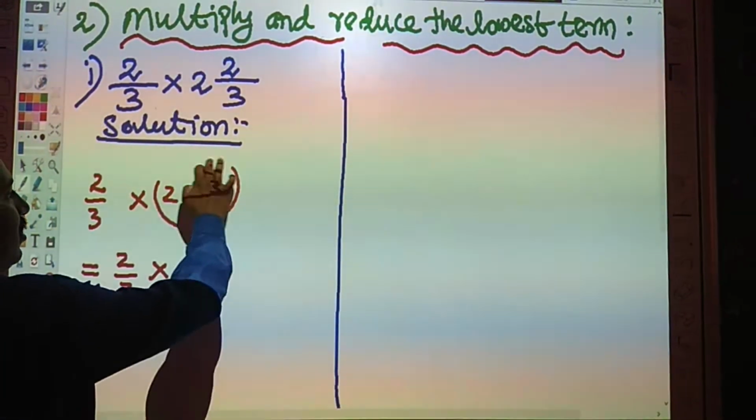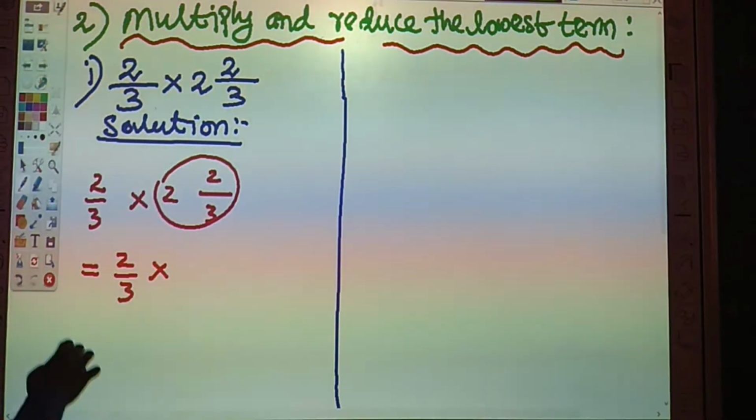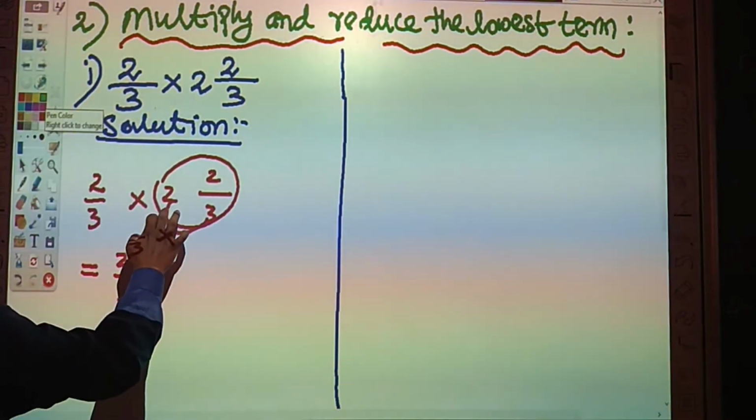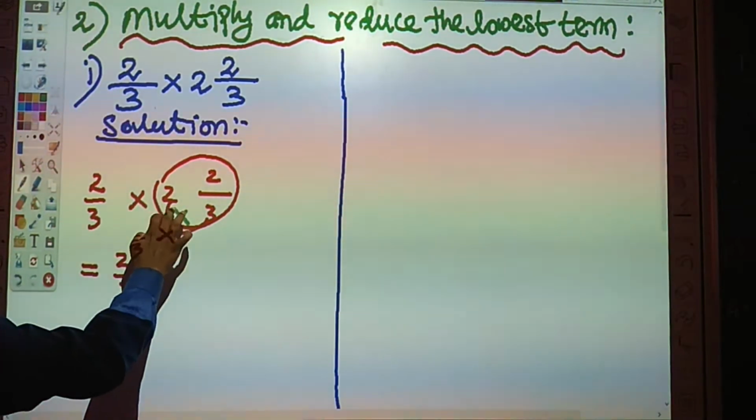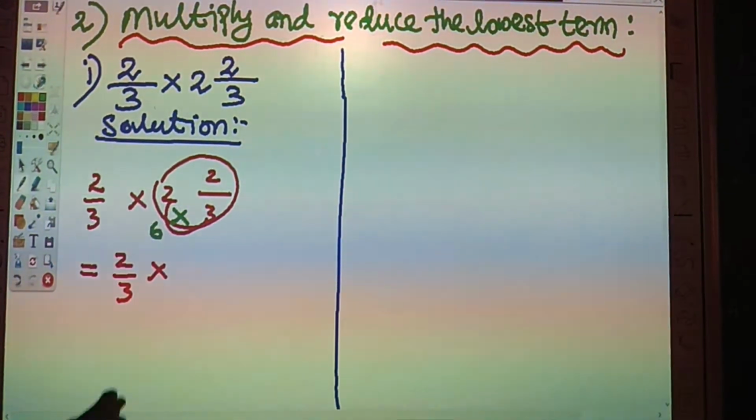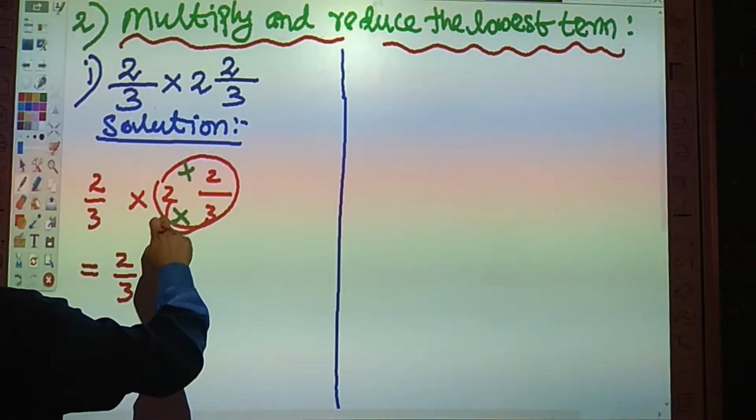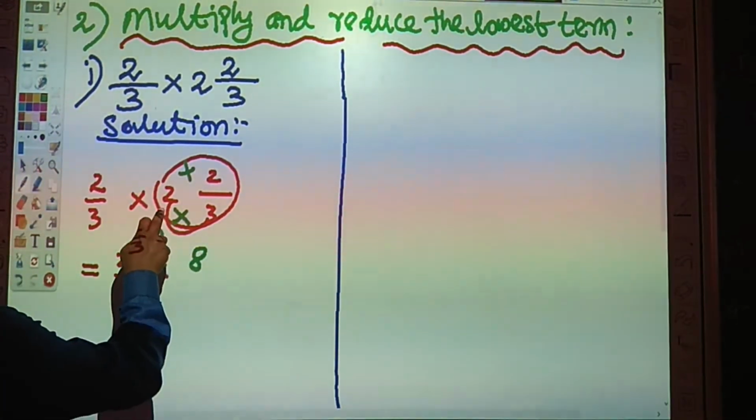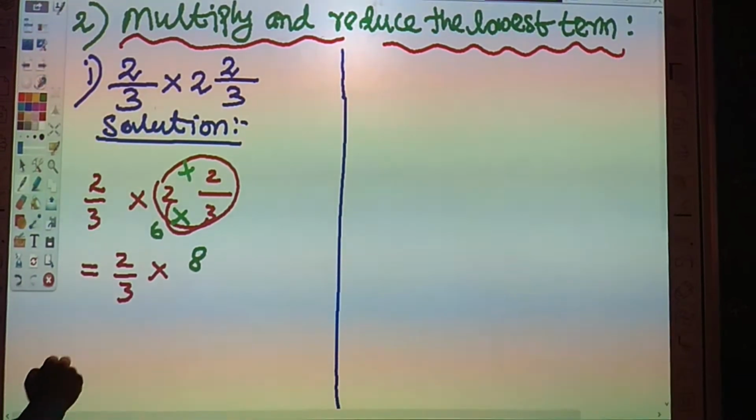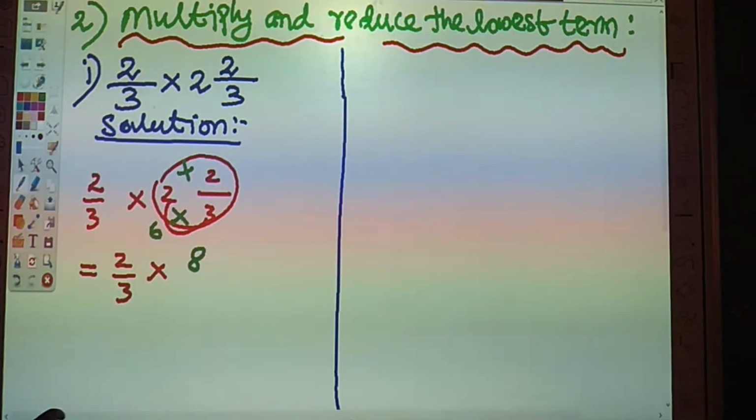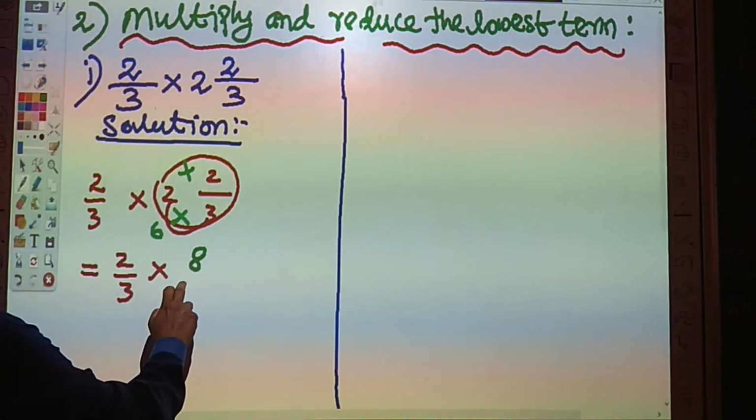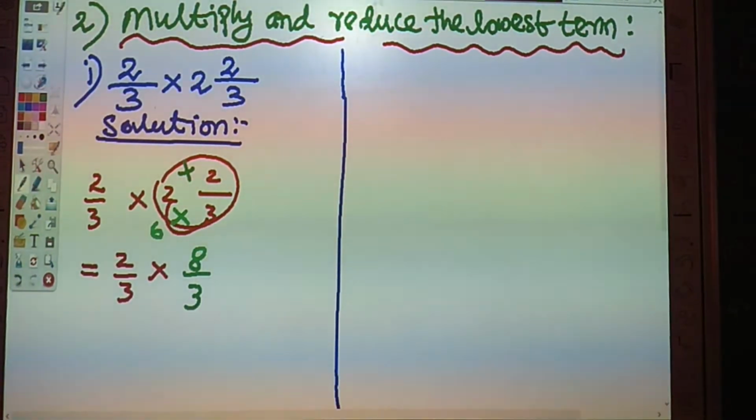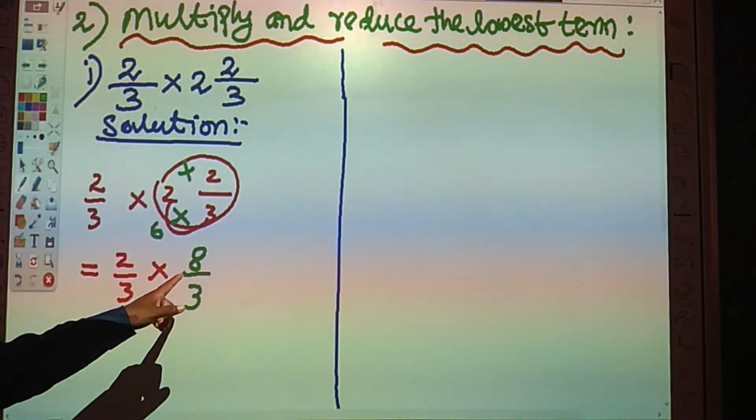This is a mixed fraction. We convert it to a fraction. So 2 into 3, 2 threes are 6. Then 6 plus the numerator term 2 is equal to 8. 8 is then divided by the denominator part, 3. Listen here: 2 by 3 into 8 by 3.